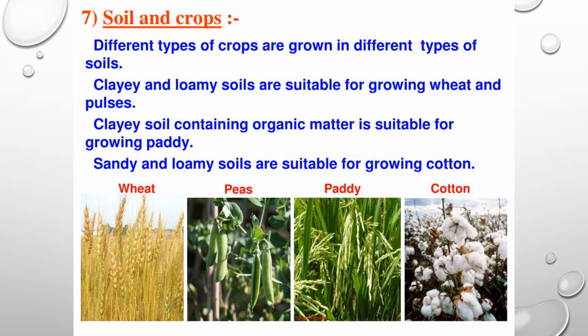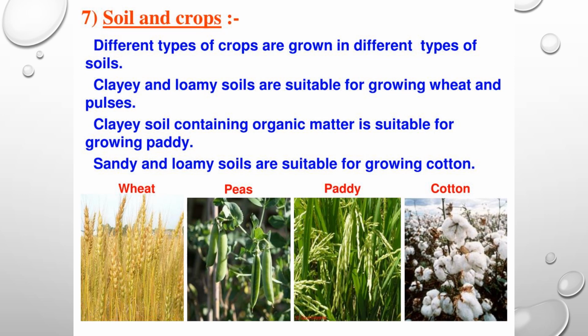Right? Now listen, since loamy soil is rich in humus and drains water at a moderate rate, it is suitable for growing wheat and pulses. Whereas rice requires a large amount of water for growth. Therefore, clayey soil, which can retain water, is used for its cultivation. Whereas cotton is grown in loamy soil or in a mixture of loamy and sandy soil. I hope you understand.